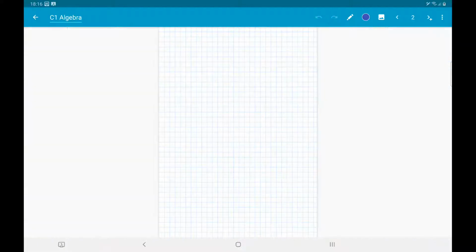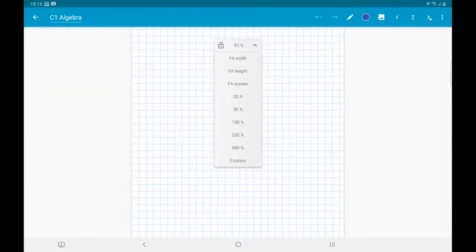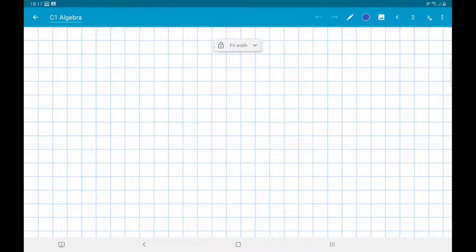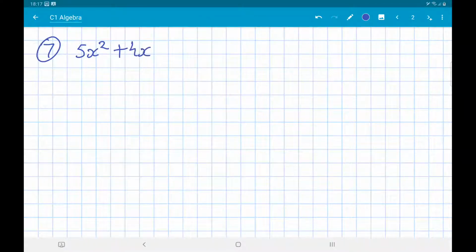So we are on number 6. Cool. Awesome. Right, moving on to 7. We have 5x squared plus 4x plus 1 minus 3x squared plus 2x plus 7.